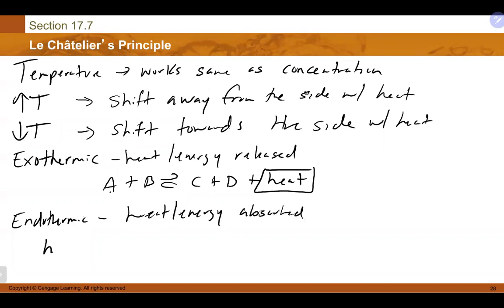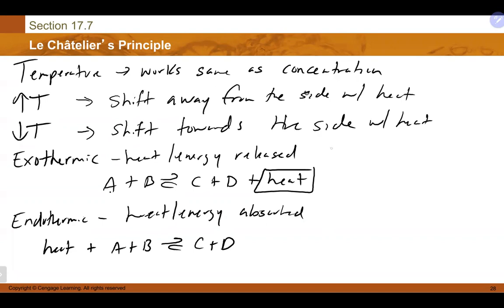And that means that heat, or energy, is considered a reactant in this case. So if you have an endothermic process and you increase the temperature, it will actually shift away from it and make more products. If you decrease the temperature of an endothermic, throw all your test tubes on ice, it will remove the heat and energy from the reactant side and it will go towards it.